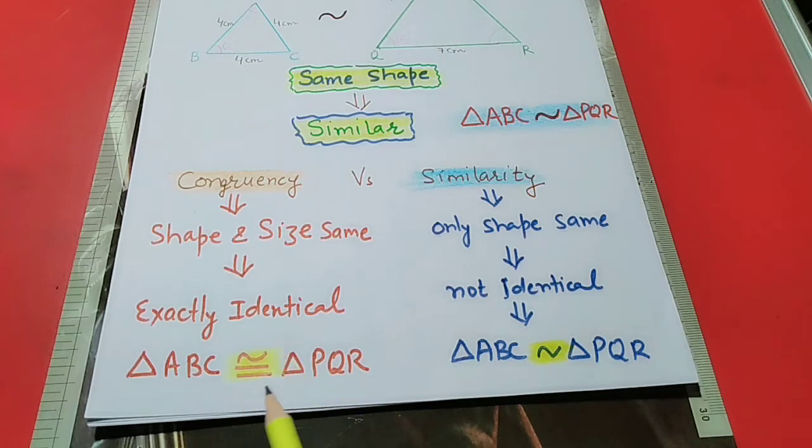This is the symbol of congruency. In this symbol you see one equality and one this sign. The sign above is telling us that these two figures are of the same shape, and this equality is telling us that their sizes are also the same. So this is the symbol of congruency. Size equal, shape same. But here we are having only shape the same, not necessarily their sizes equal.